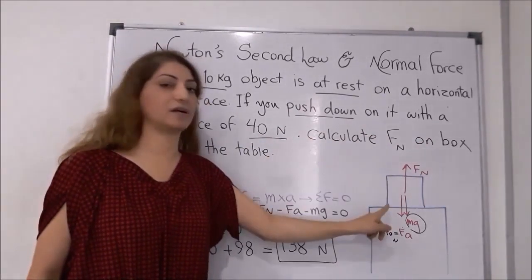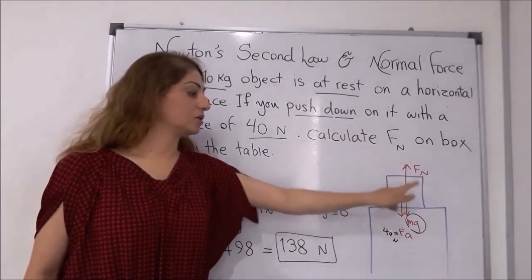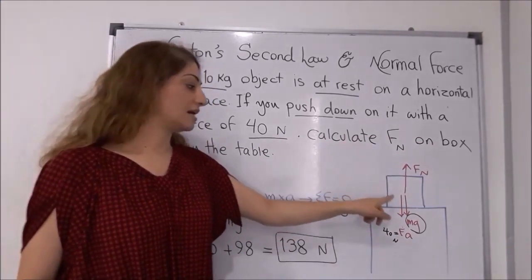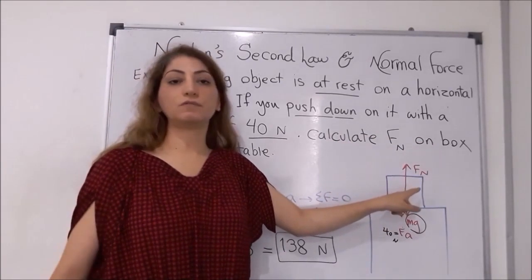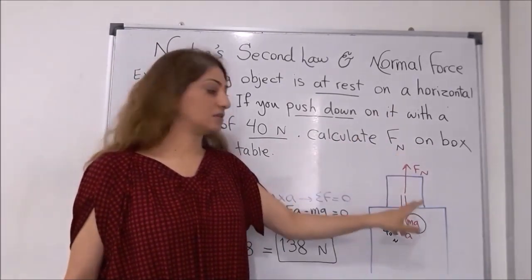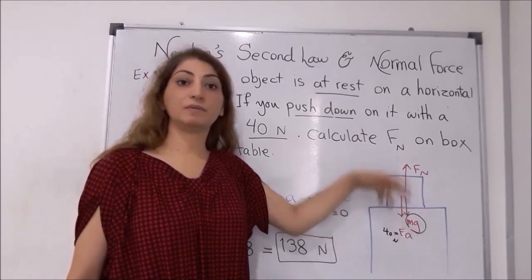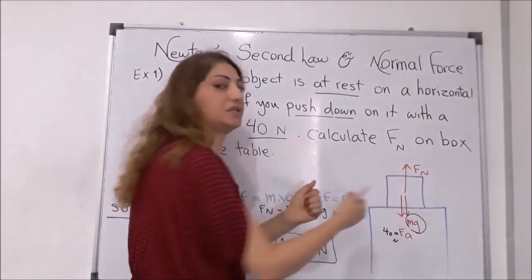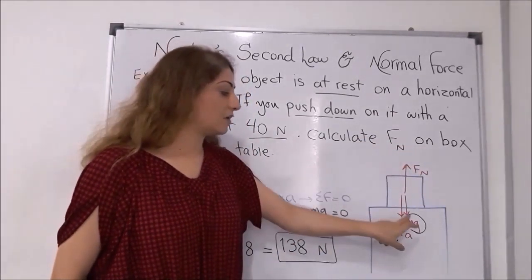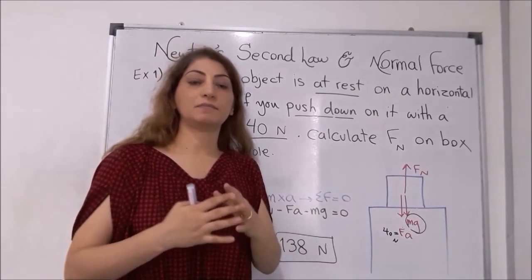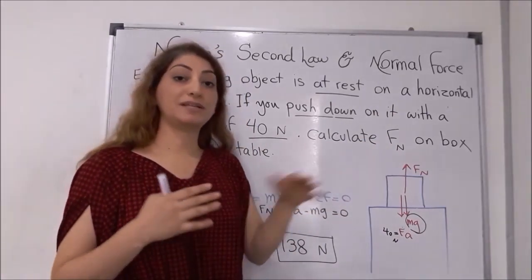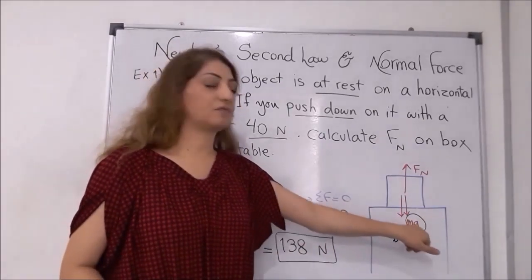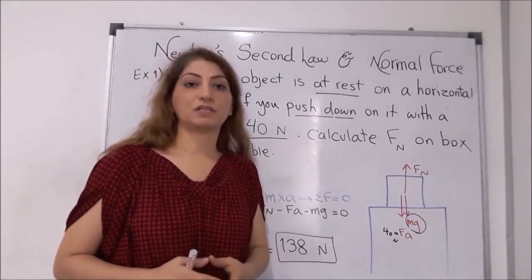So this is the diagram. This is the box which is resting on a table. The first thing that we know is that there is one normal force. The normal force is upward because it's a force exerted by the table on the box. So the force is pointing up. Another force we have, as we said, is the weight of the object, which is pointing downward to the ground, the center of the earth. We can find that force because it's mass times gravity.